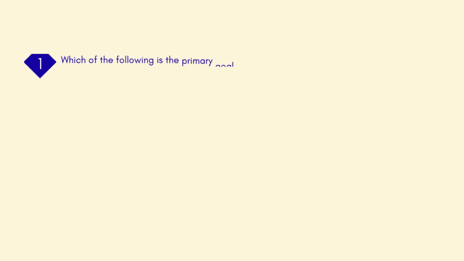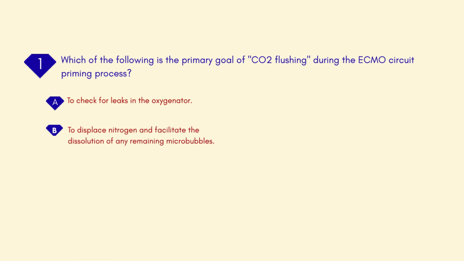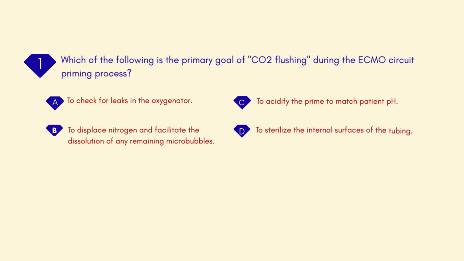Which of the following is the primary goal of CO2 flushing during the ECMO circuit priming process? A. To check for leaks in the oxygenator. B. To displace nitrogen and facilitate the dissolution of any remaining microbubbles. C. To acidify the prime to match patient pH. D. To sterilize the internal surfaces of the tubing.